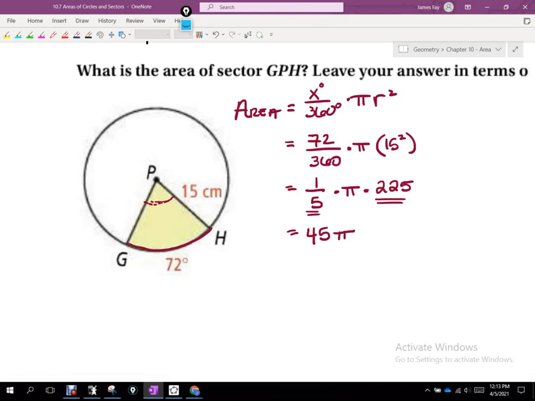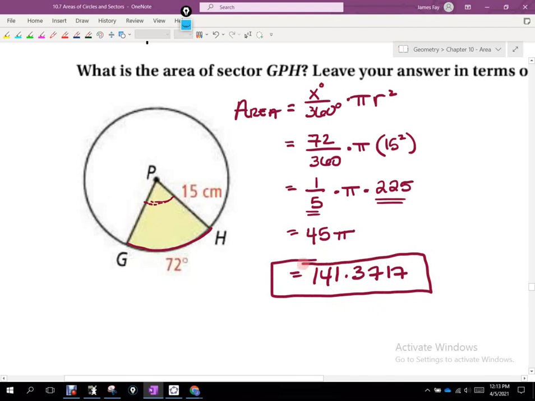Now, I could change that to 141.3717. But what would I have had to use to get that answer?